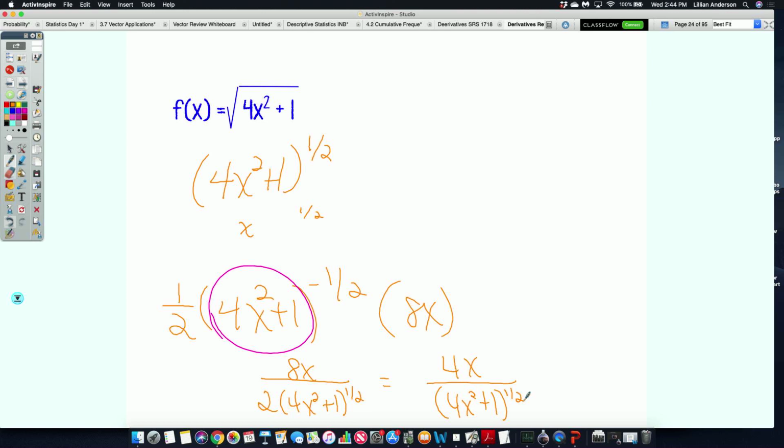Questions? Is there any way that they would expect you to expand the bottom in these kinds of problems? No. Because a lot of times what you'll have to do is find the slope at a particular point. And so you'll plug in something for x and then go from there.